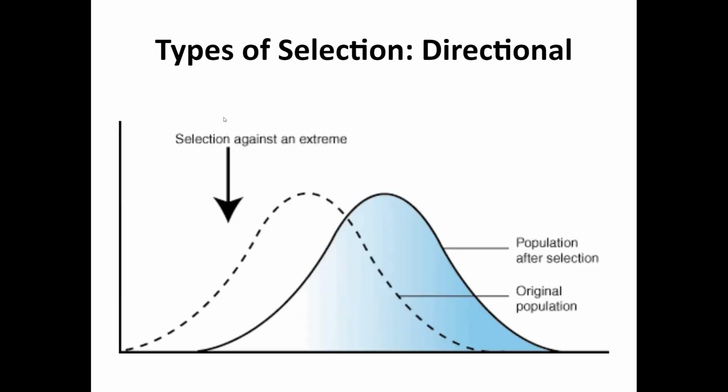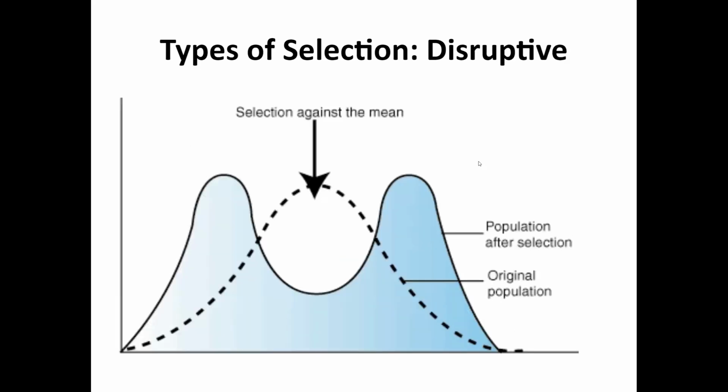The next type is directional. So the original population, as we can see, we may have a selection against an extreme on this side. Okay, therefore the population is going to shift over. This whole graph shifts over. The third type is called disruptive. Okay, as we can see, if we have selection against the mean or the middle of the curve here, the population, we have two humps. Okay.